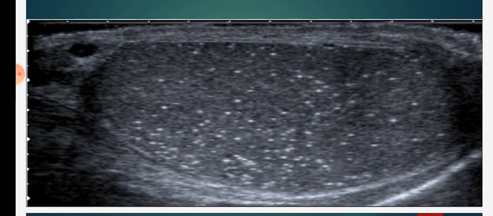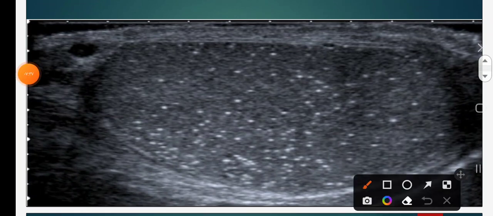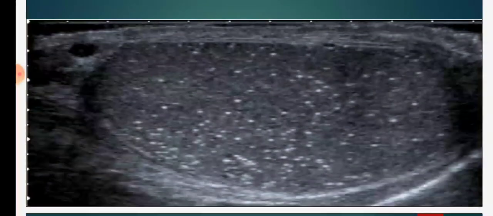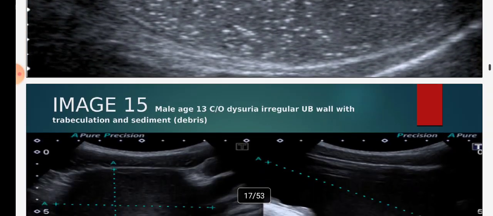Number 14, multiple echogenic foci inside of the testicular. The commonly cause is microlithiasis in the testicles.